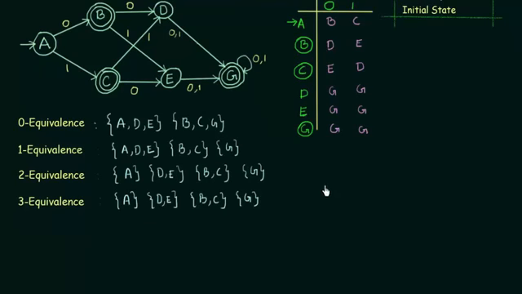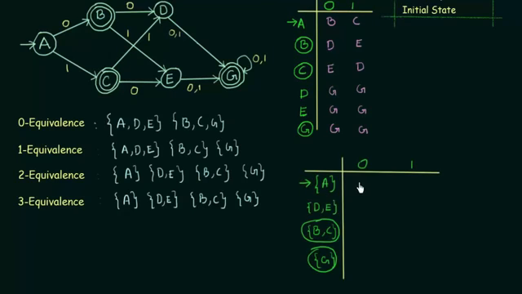So let me draw the transition table for the new minimized DFA over here. So here I have my transition table for the new minimized DFA, where I have states A, D, E, B, C, and G, like it is given here. And A was the initial state in the original DFA, so A is the initial state even in this one. And in the original DFA, B, C, and G were final states. So here state BC is a final state and G is also a final state. Okay, so let us fill up this table.